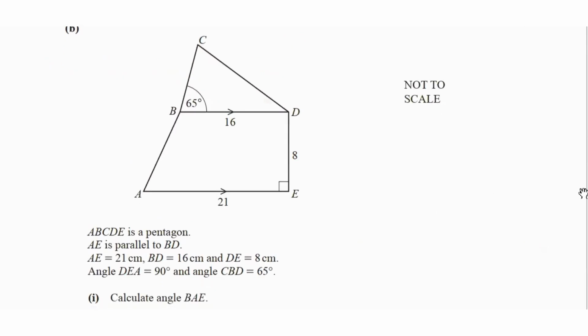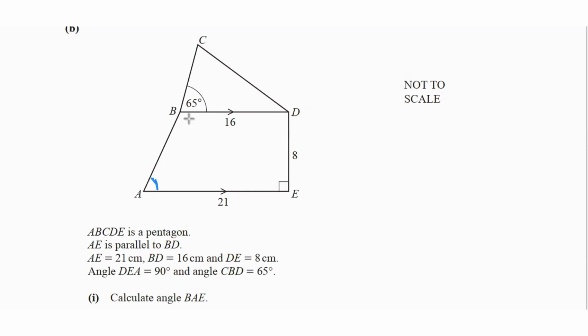Part B says ABCDE is a pentagon. AE is parallel to BD. AE is 21 centimeters. BD is 16 centimeters. DE is 8 centimeters. Angle DEA is 90, and angle CBD is 65. Calculate the angle BAE. This.